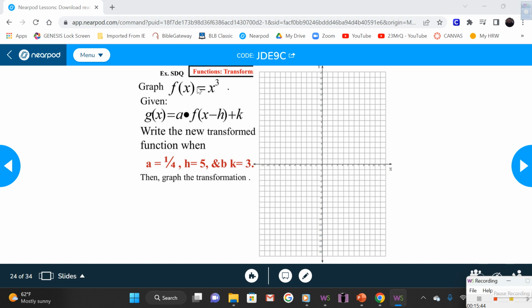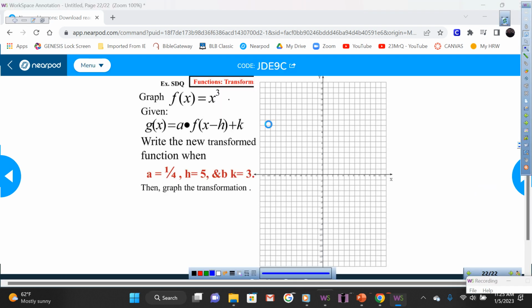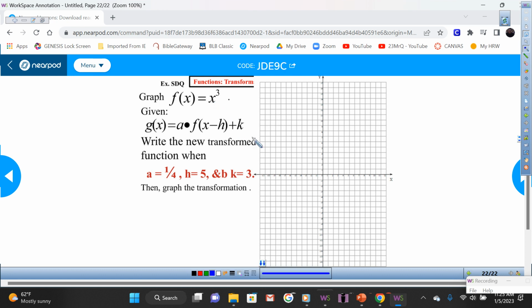All right, look at the first part. It says, graph f of x equals x cubed. So before you actually graph it on your paper, talk it over to your neighbor, let them know what that graph looks like, so that they don't make any mistakes. We want to make sure we got this. And go ahead and graph it on your paper. Make sure they have something similar to yours. Go.